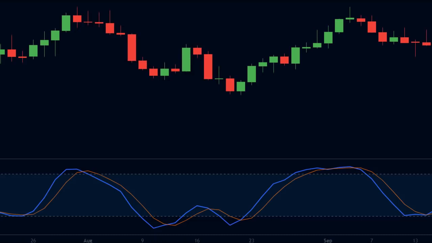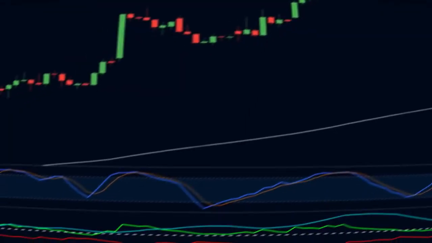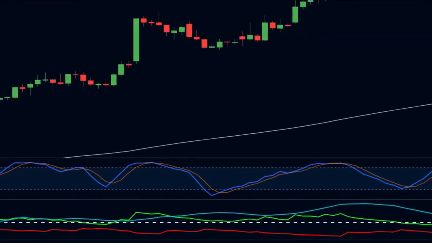On the stochastic, we will change the settings. We will change the %K to 8. We will change the %K smoothing to 3. And we will leave the %D unchanged. Now we have successfully plotted all the indicators necessary for this strategy. Let's move on to the exact rules for the strategy.